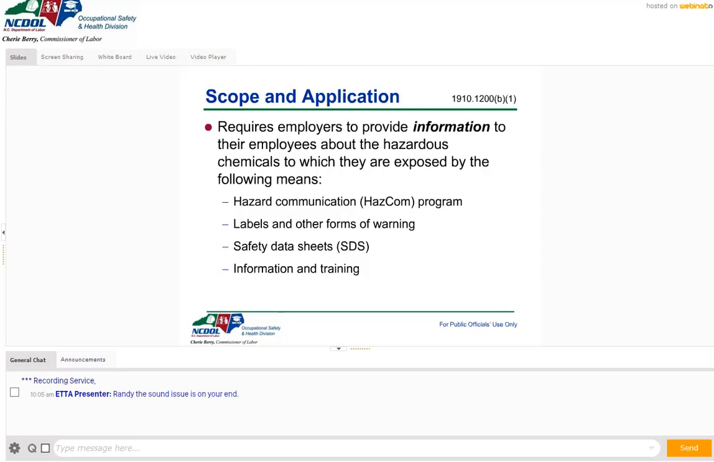Now, safety data sheets, you have to have those. You have to keep those current. And you can have those in paper or electronic form. We'll talk more about that later. And you're going to have information and training.